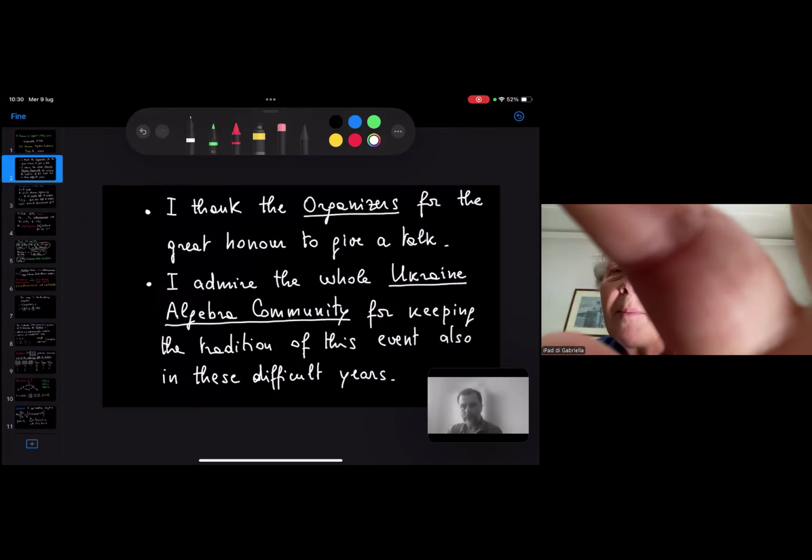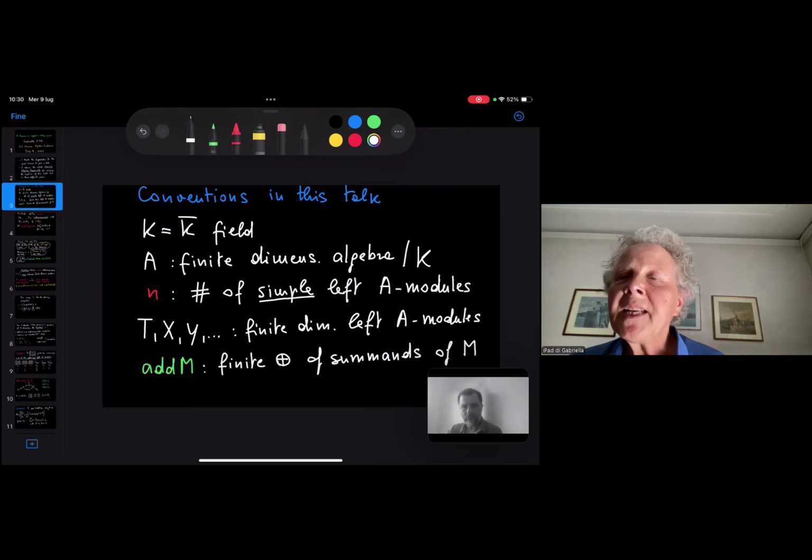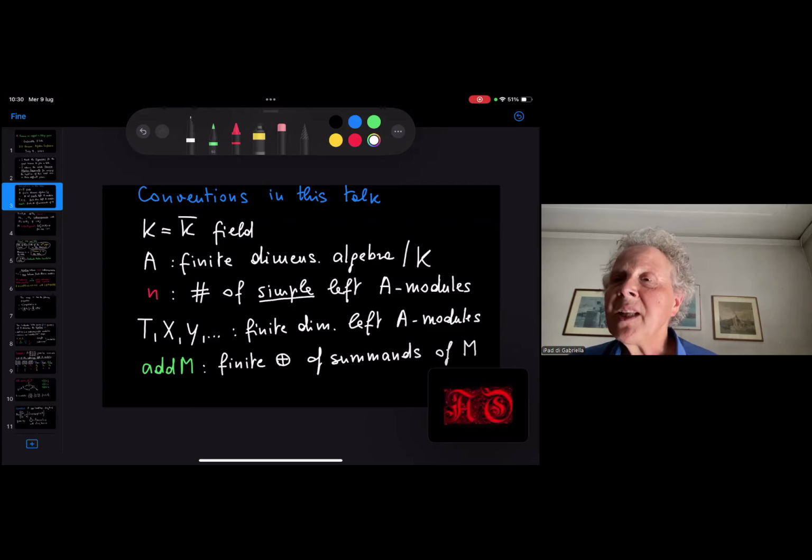Some conventions about this talk: K will be an algebraically closed field, A a finite dimensional algebra over K, modules will be usually left A modules, and N will always be the number of simple left A modules up to multiplicity. The letters T, X, Y, and so on denote finite dimensional left A modules. If M is a module, add M denotes all the finite direct sums of summands of M.